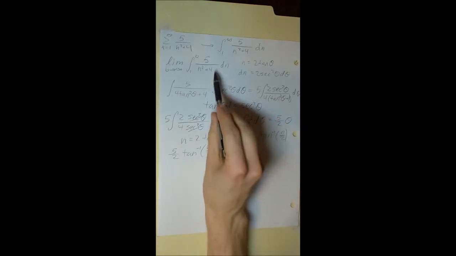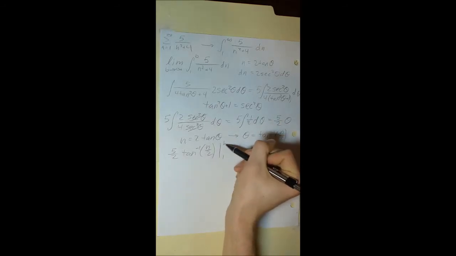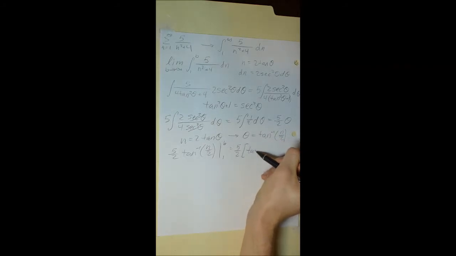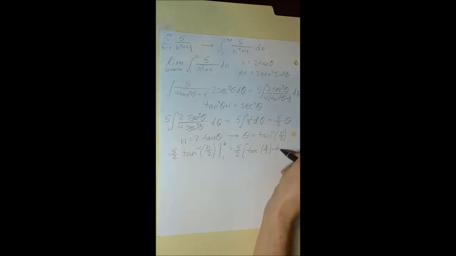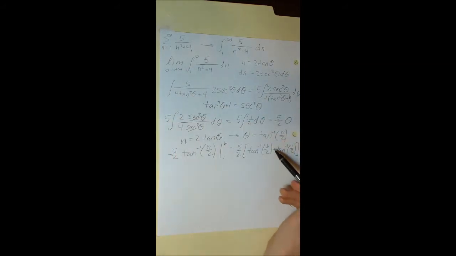So now that we're back in terms of n, we can apply our limits of integration. So it's going to be from 1 to b. And that's going to equal 5/2 times tangent inverse of b over 2 minus tangent inverse of 1/2. So now that we basically solved this integral, we can't forget about the limit as b goes to infinity. And that makes sense because we have terms of b and our original question is in terms of n. So don't forget about our limit as b goes to infinity.